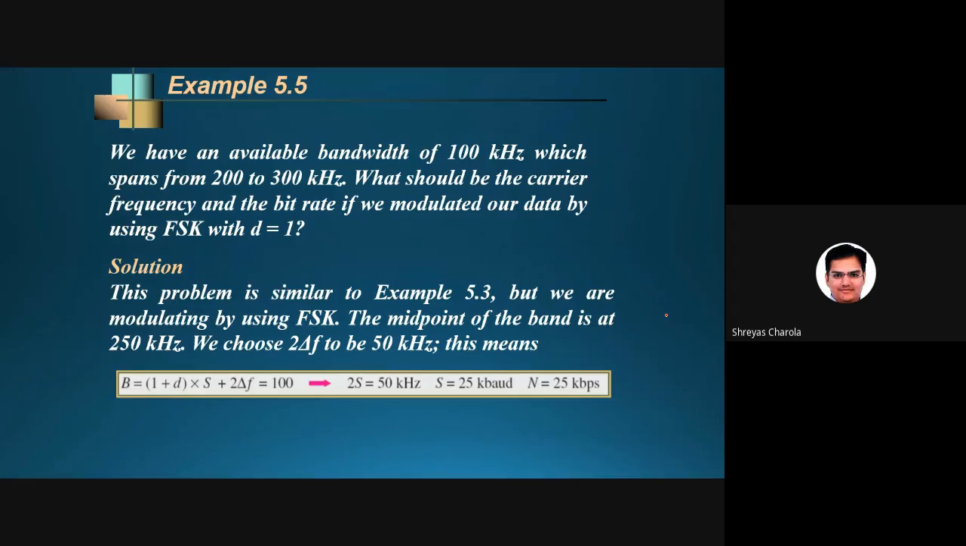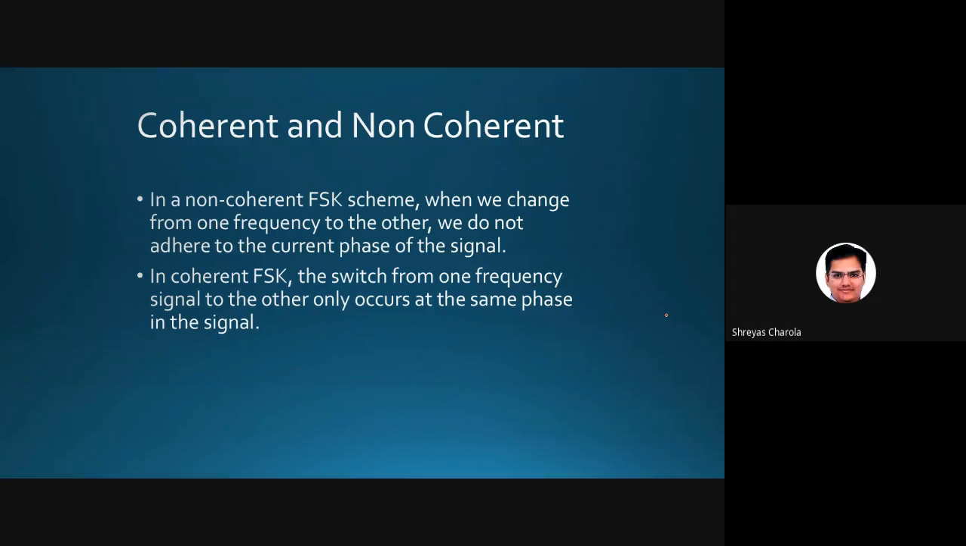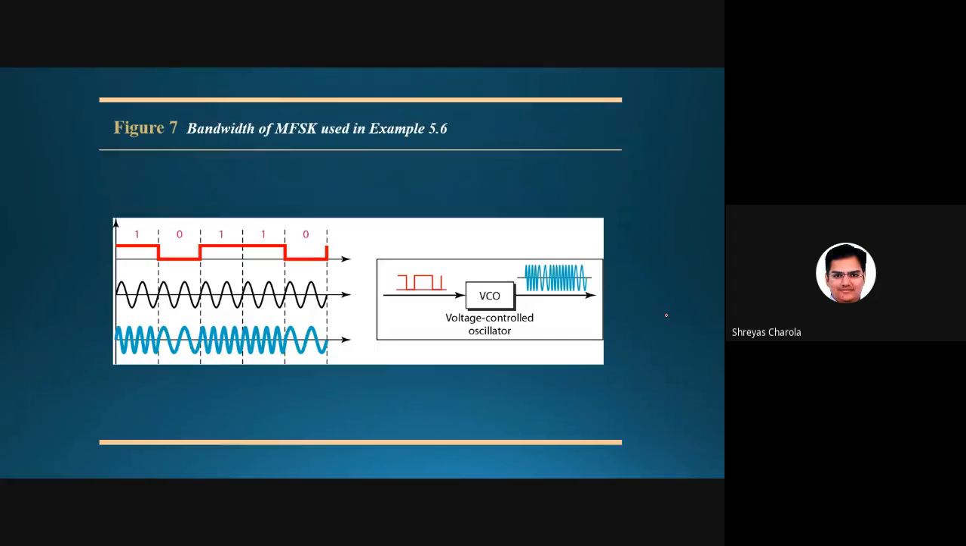Look at the problem statement. The solution is in front of you. Okay, now you know about this FSK signal. Now we don't have a comparator over here. Instead of that, we have a VCO. VCO stands for voltage controlled oscillator. Now, what do we mean by the voltage controlled oscillator over here?